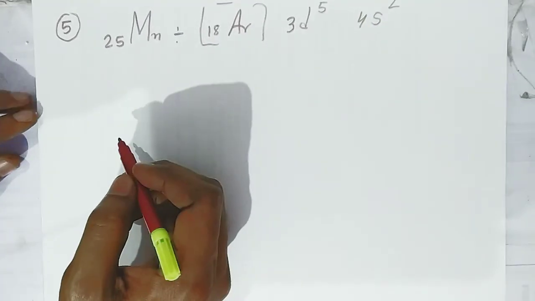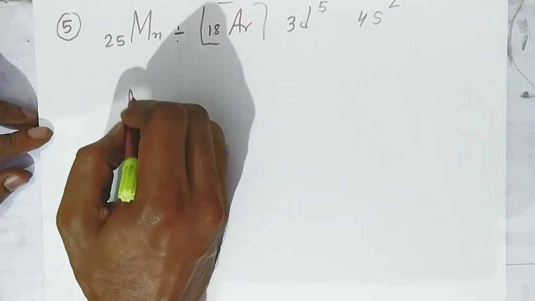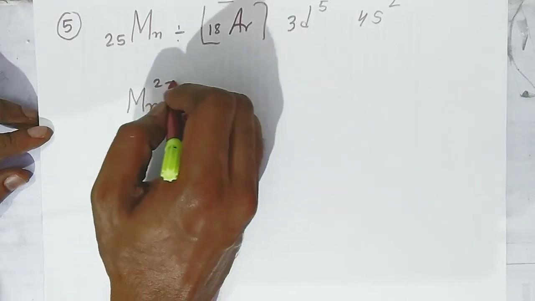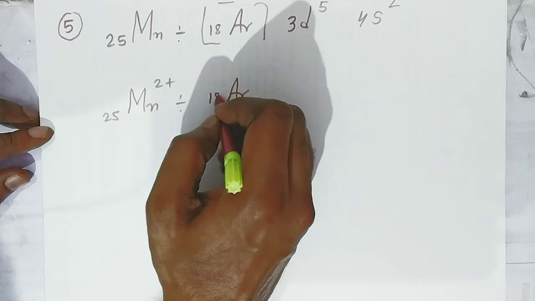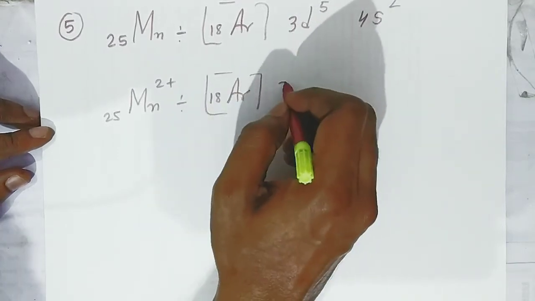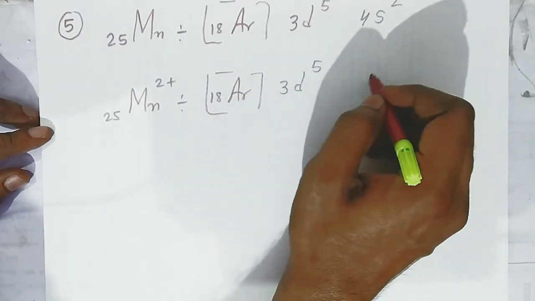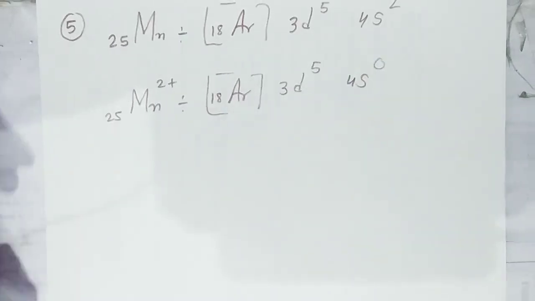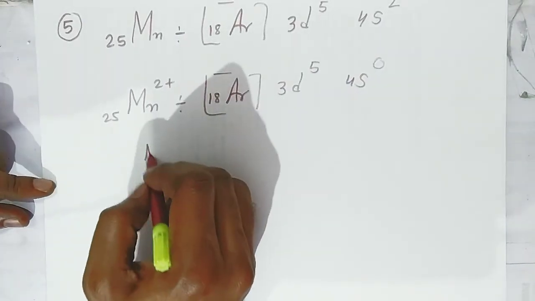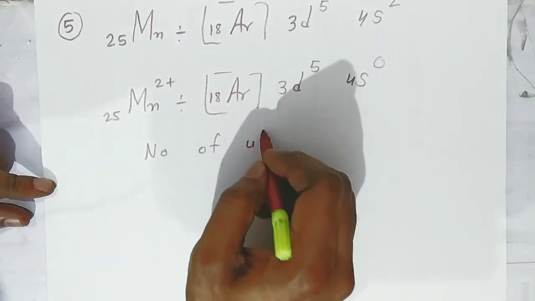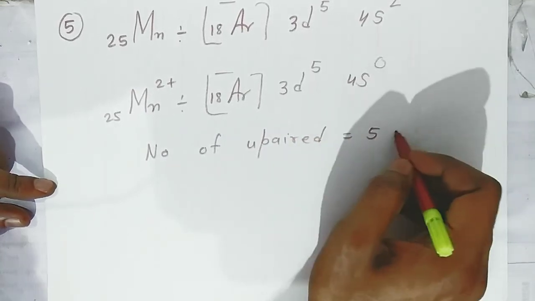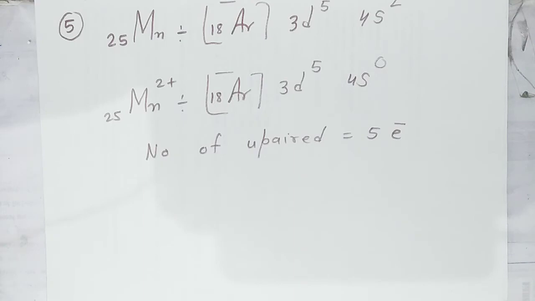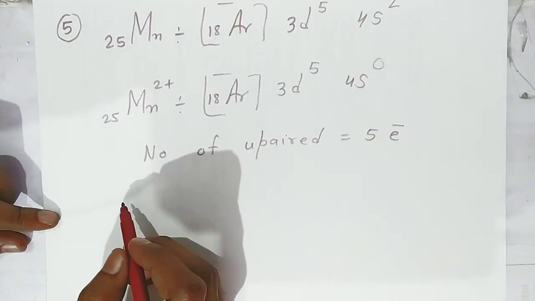Now students, when manganese forms the compound with manganese 2 plus, what happens? What will be the electronic configuration? That means the d orbital will contain 5 unpaired electrons and 4s will be 0. When you see the compound, the number of unpaired electrons is 5. That means, students, if 5 unpaired electrons are present, it will form a light pink color compound.